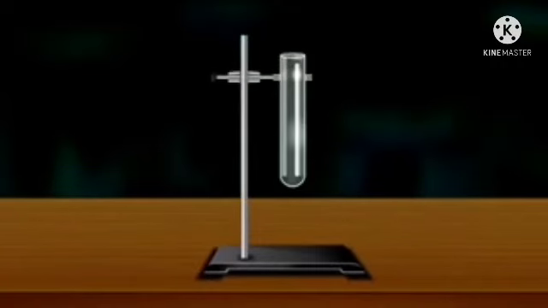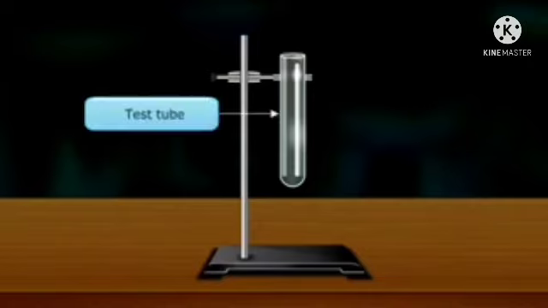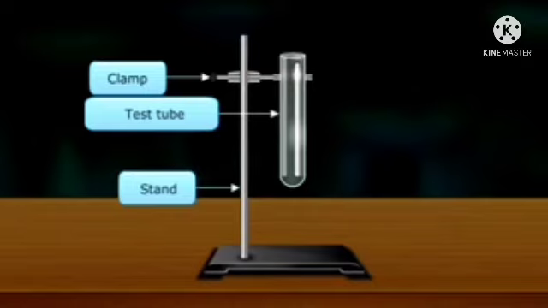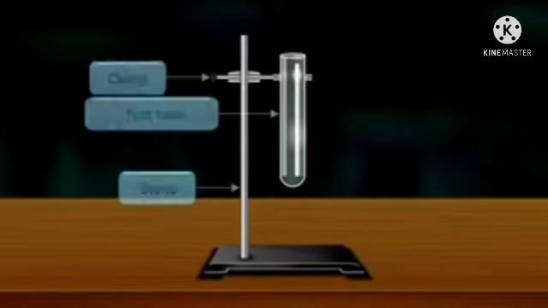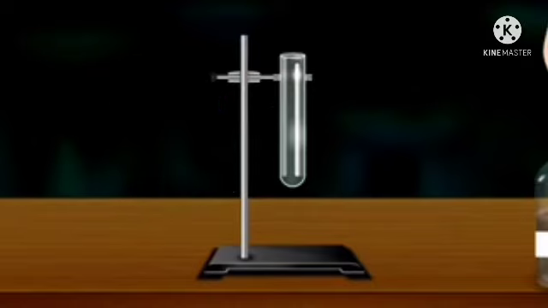Reaction of acids and bases with metals. Place a retort stand on a table, and adjust and fix the test tube on the horizontal rod. Take about 10 ml dilute HCl in the test tube.